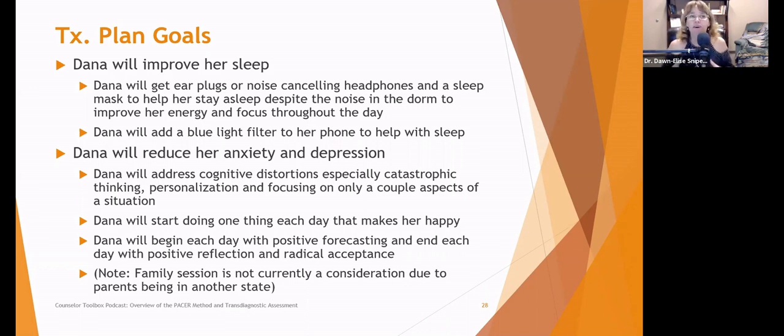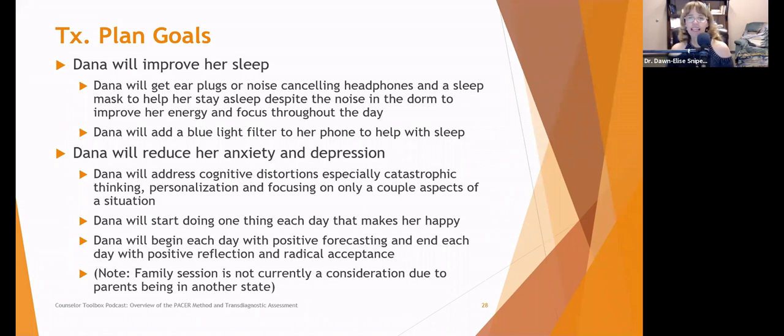We'll talk about how if you don't get enough sleep, your brain can't clear out all of the adenosine, and it can make you foggier the next day. And Dana agrees to add a blue light filter to her phone to help with sleep. She's going to still play on it till she falls asleep, but she's agreed to add a blue light filter so her brain doesn't get its daytime cue.